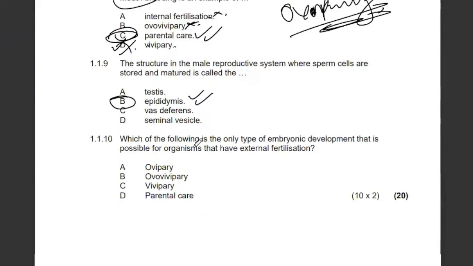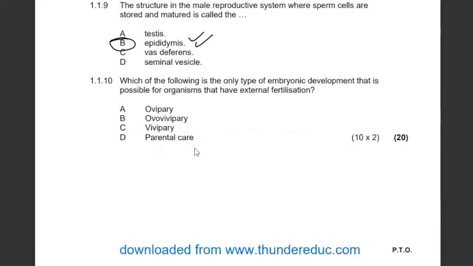You're getting it right. Which one of the following is the only type of embryonic development that is possible for organisms that have external fertilization? The moment you talk about external fertilization, definitely not viviparity or viviparous, because viviparous is internal fertilization. Parental care is not a strategy.